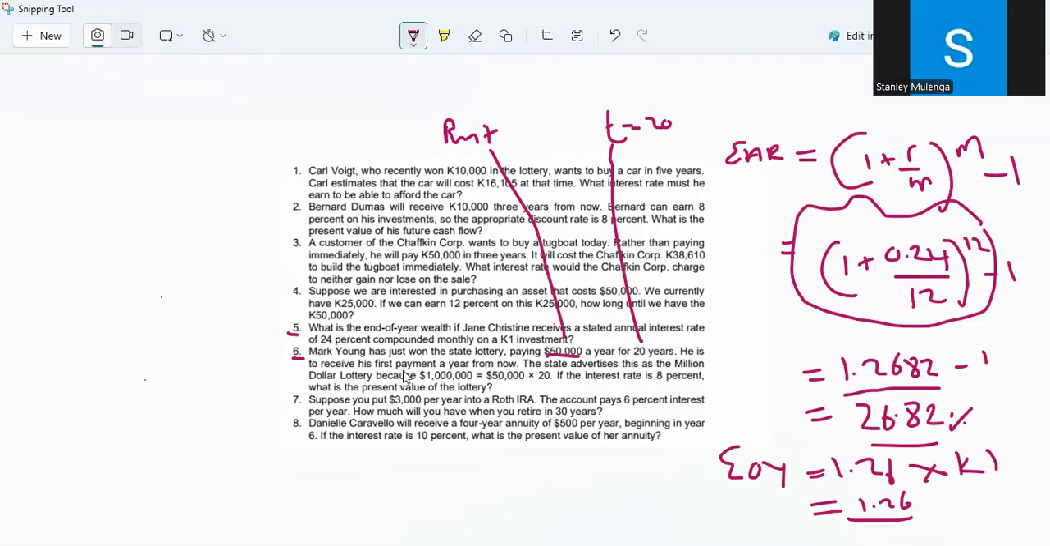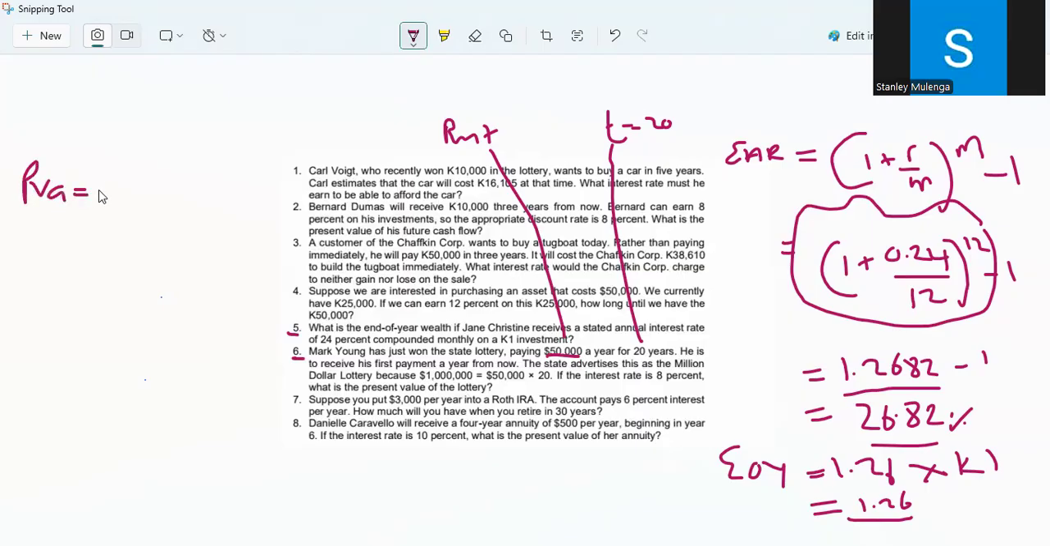He will receive the first payment a year from now. That is an ordinary annuity, at the end of the year. And the state advertises this as a million lottery because 1 million is equal to 50 times 20. If the interest rate is 8%, what is the present value of this lottery? So present value of an annuity is given by what formula?